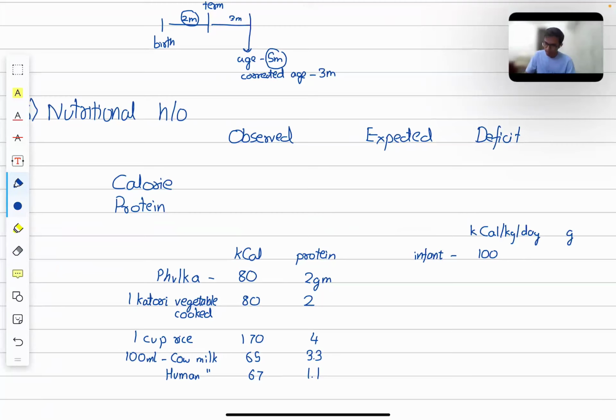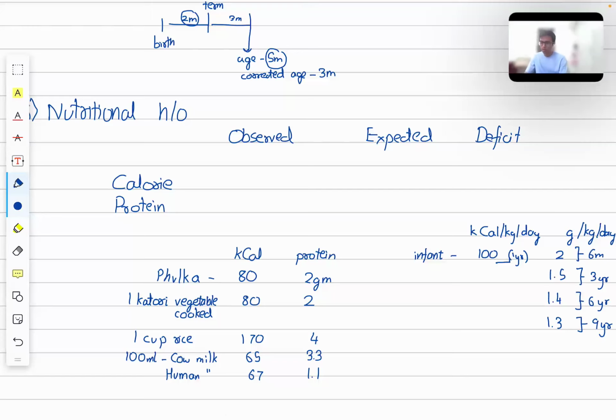And proteins in units of gram per kg body weight of the child per day would be 2, 1.5, 1.4, 1.3. So this is up till 1 year. 2 grams per kg per day is up till 6 months. 1.5 is up till 3 years. 1.4 is up till 6 years. 1.3 till 9 years.